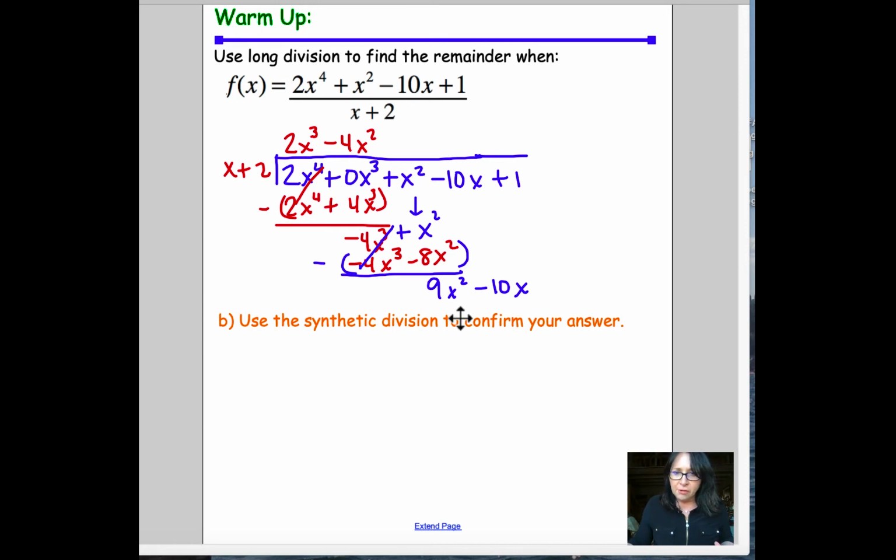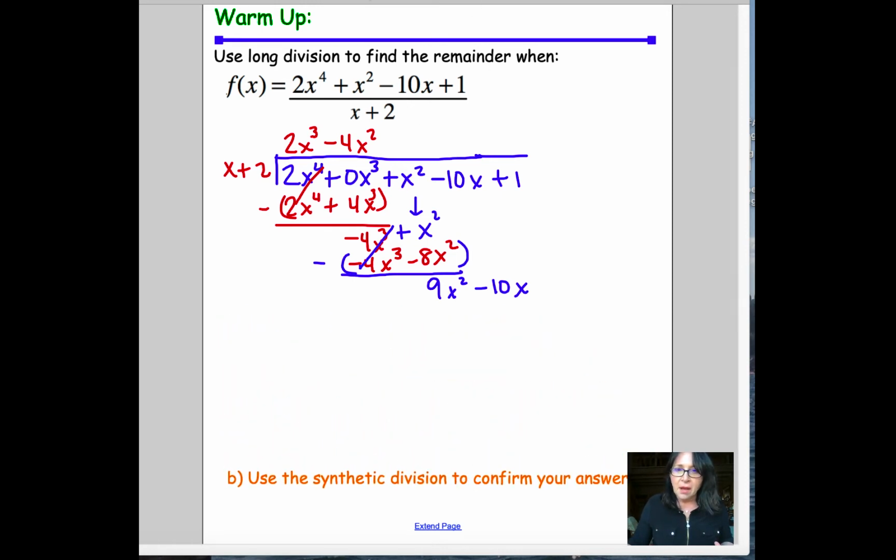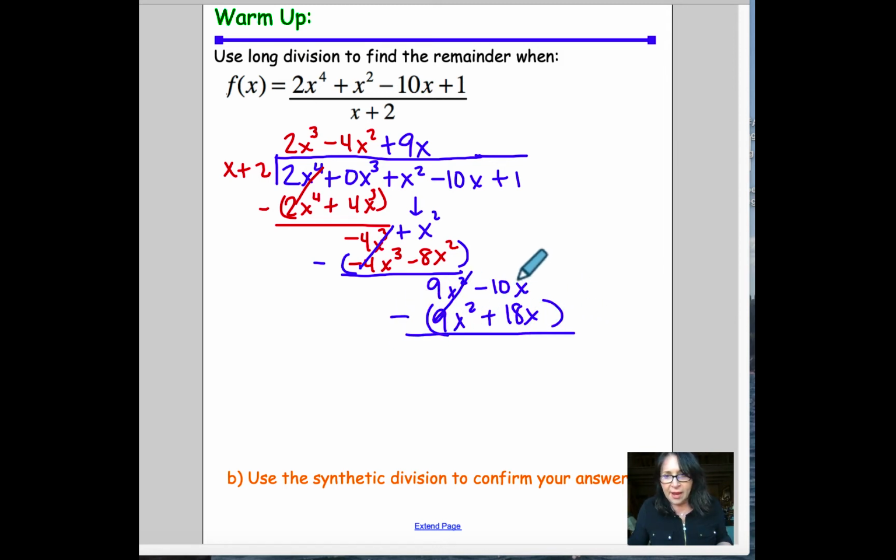And so I'm going to drop this down a little bit here. What we end up getting is we brought that down. X times what is 9x squared? So that's going to be plus 9x. You get that value on the top, and you have to distribute it. So 9x times x gives me 9x squared. 9x times 2 gives me positive 18x. I'm going to subtract the quantity. Again, the first term is going to cancel. I have negative 10 minus 18, which gives me negative 28x.